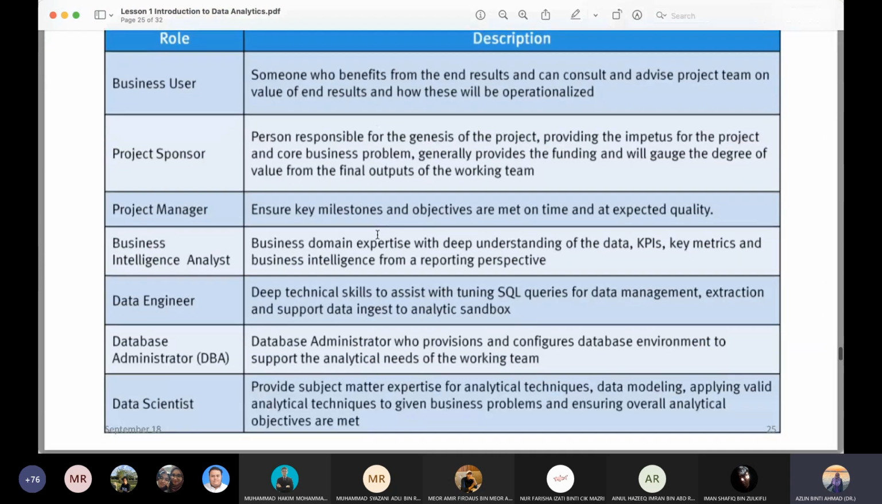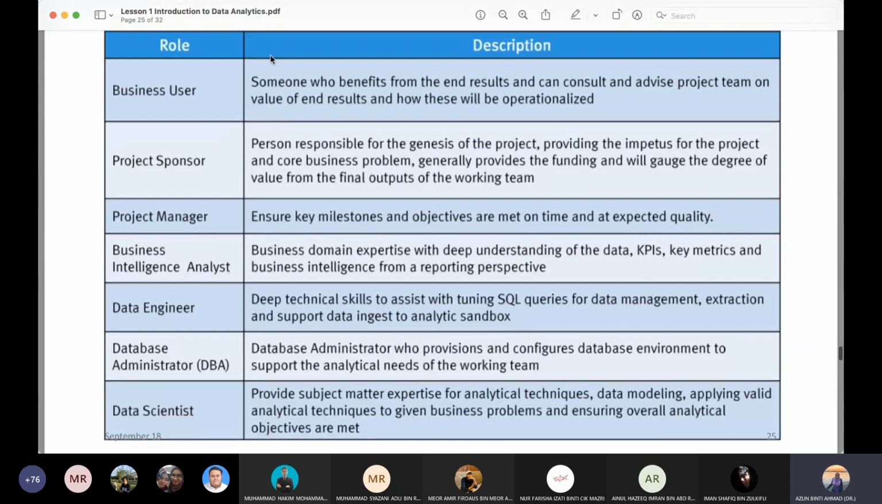Jom kita tengok. So first one, we have business user, where we know that business user is one of the key person, okay, the main stakeholder lah dekat sini. Okay, someone who benefit from the end results and then can consult and advise project team on value of end results and how this will be operationalized. Okay, requirements pun kena dapat daripada business users juga.